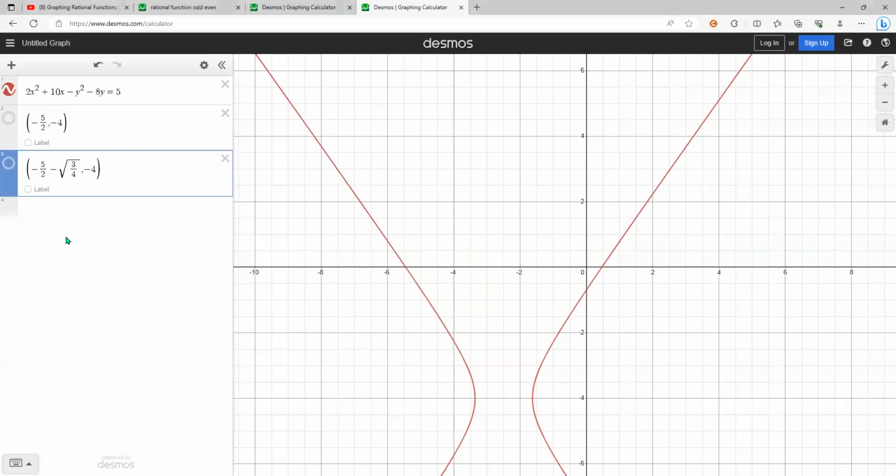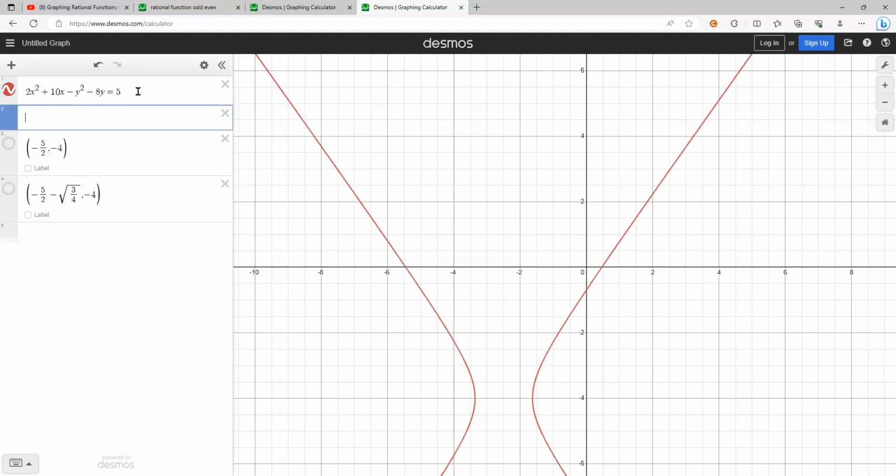This is the hyperbola. Can you see the red one? Yeah. Okay, very good. Then let's type in whatever we just found in the standard form. It should be correct. I'll just show you.